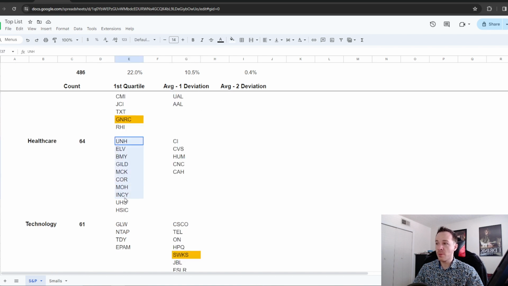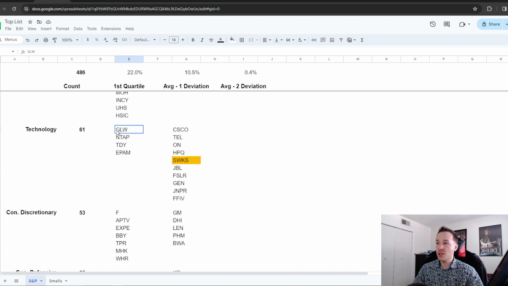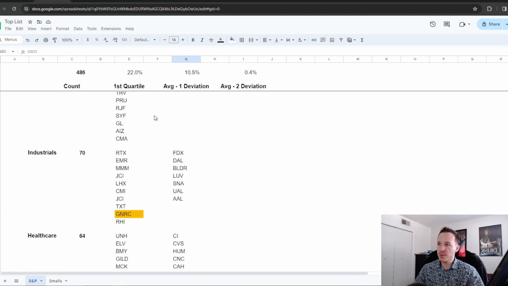Coming down to healthcare, we ended up having 10 companies under the first quartile, as well as another 5 of them that are under 1 standard deviation. Technology, we ended up finding 4 companies under the first quartile, as well as 10 companies under the 1 standard deviation category.